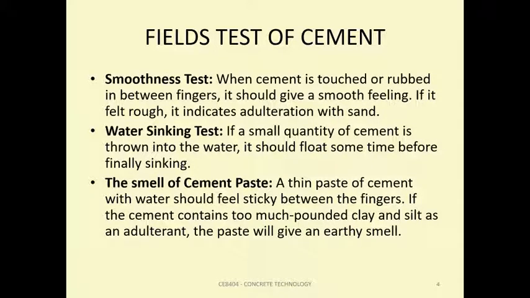The next one is the smoothness test. When we touch the cement or rub it between our fingers, it should give us a smooth feeling. If it is rough, then some adulteration has been done in the cement with sand. The next one is the water sinking test. If we take a handful of cement and pour it into water, it should float for some time before settling. If it settles immediately after pouring into the water, it indicates the presence of sand.